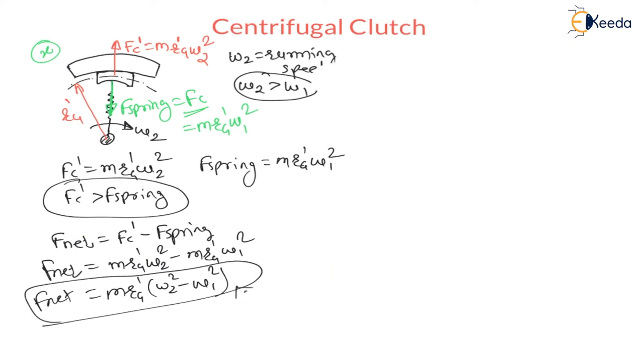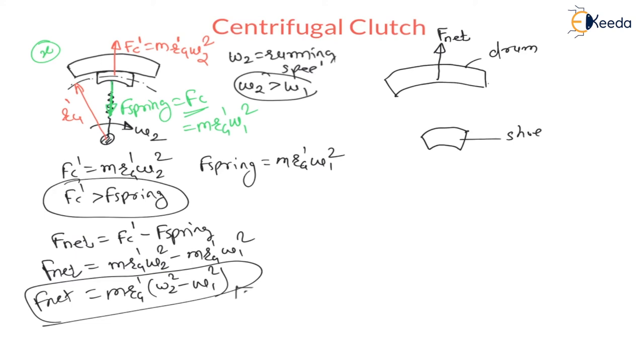Now if I draw free body diagram of shoe and drum, let us say it is a drum. For drum we will draw free body diagram. See, on a drum there is net unbalanced force in outside direction, which is nothing but F net, m rg dash times omega 2 square minus omega 1 square. Therefore on a shoe this net force will be in downward direction. F net will be in downward direction.